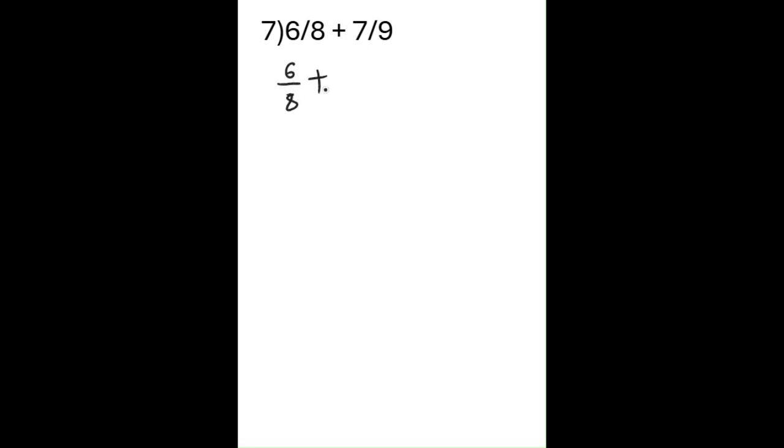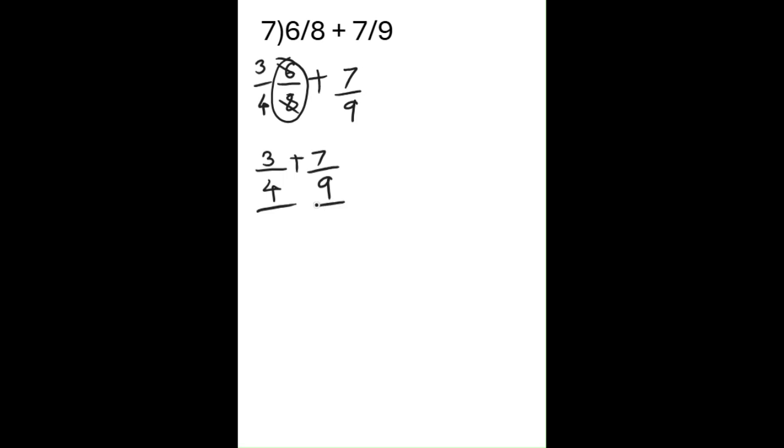6 by 8 plus 7 by 9. Now here this fraction is reducible. They both are multiples of 2. So by dividing 2 by 2, you will get 3 by 4. So now we have to deal with 3 by 4 plus 7 by 9.